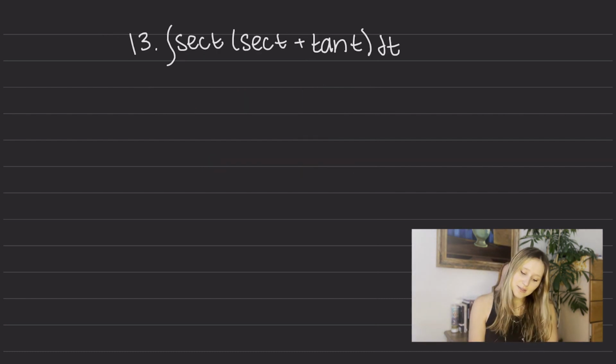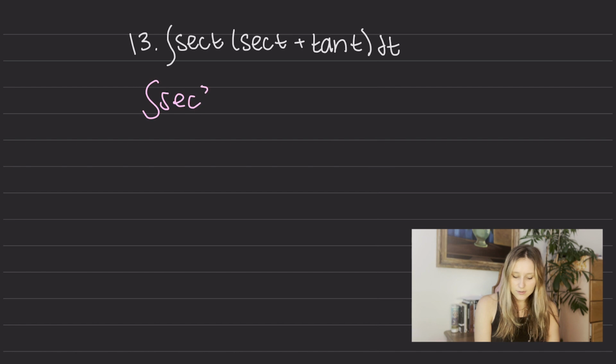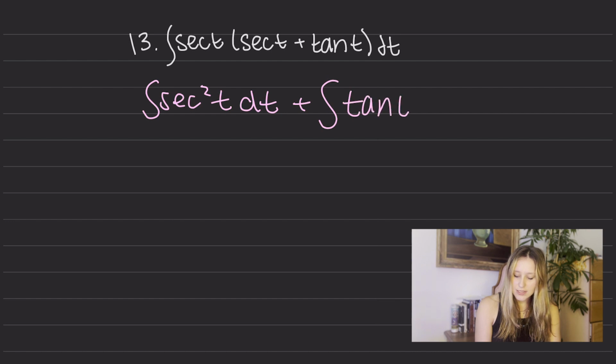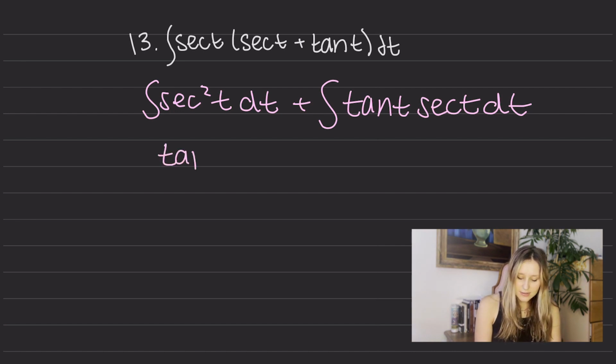Okay, similar thing here, we're going to distribute, so we can separate these things so we don't have two factors. We get secant squared of t dt plus tangent t secant t dt. This is going to be tangent t plus secant t plus c.